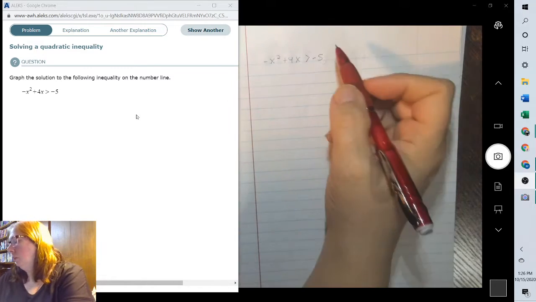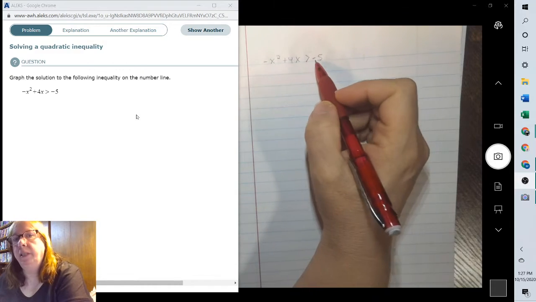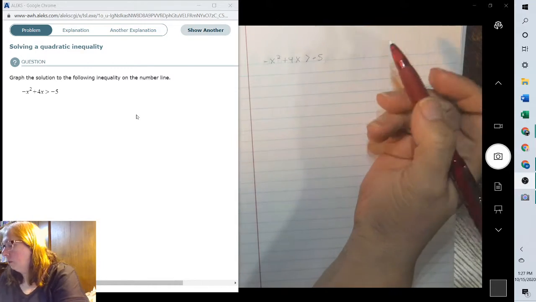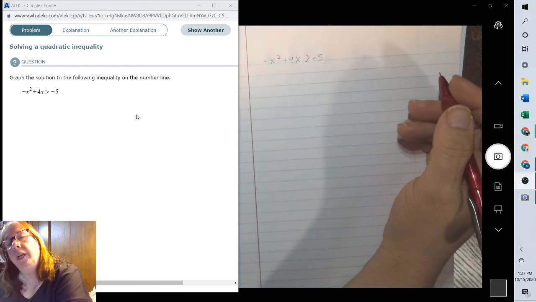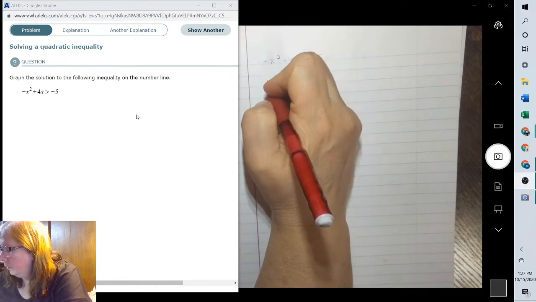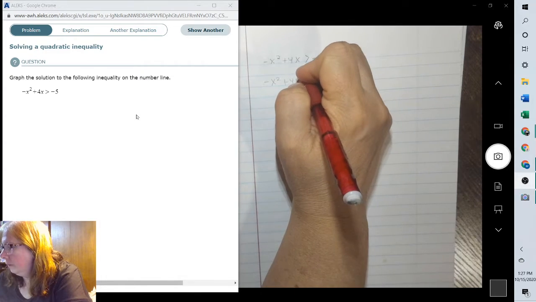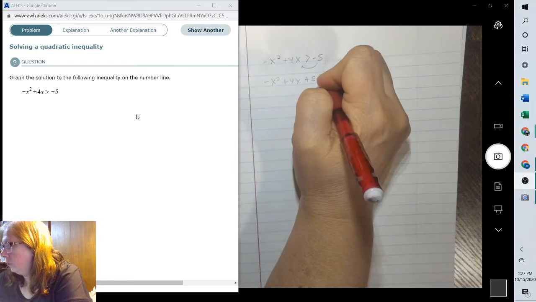Well, the first thing you need to do is solve it, even if you want to think of it as when the equal sign is here. We need to get it set equal to 0, and then use the quadratic formula or factor it. So if we get it set equal to 0, we have negative x squared plus 4x, bringing the 5 over, plus 5 greater than 0.